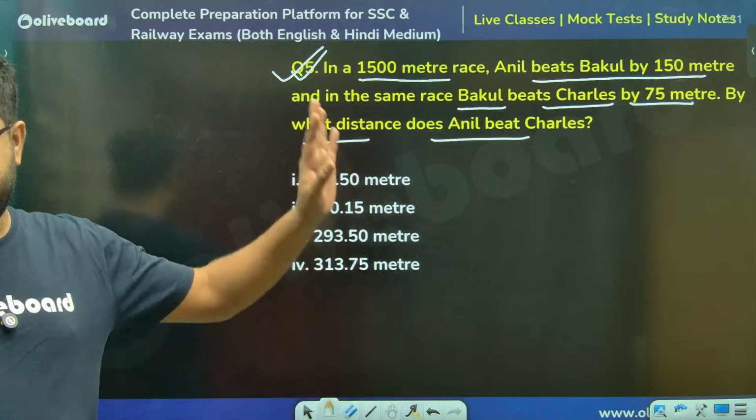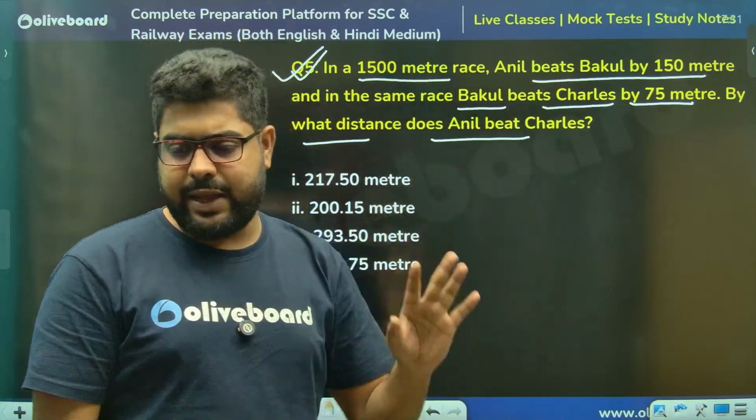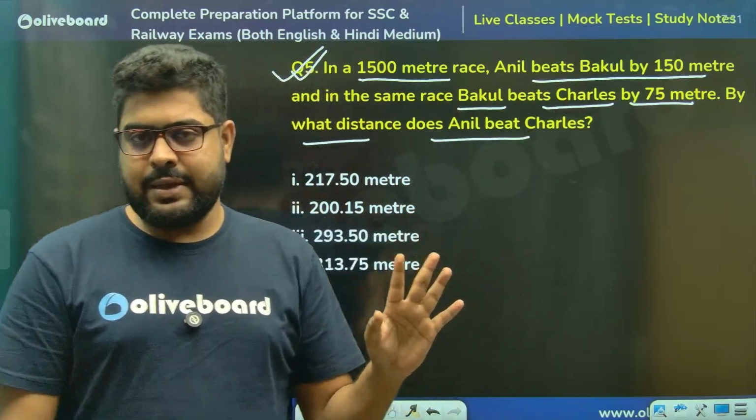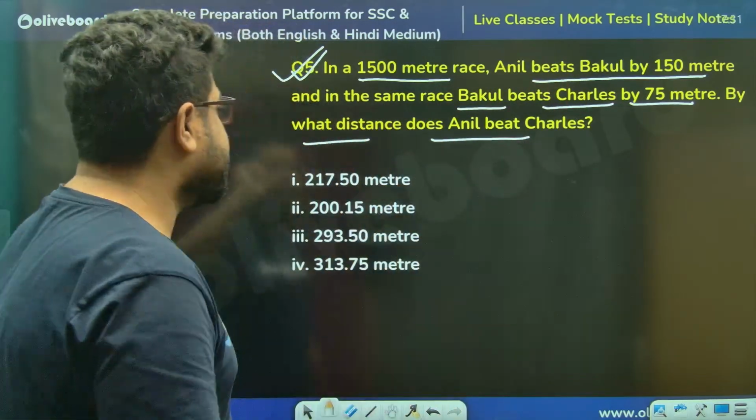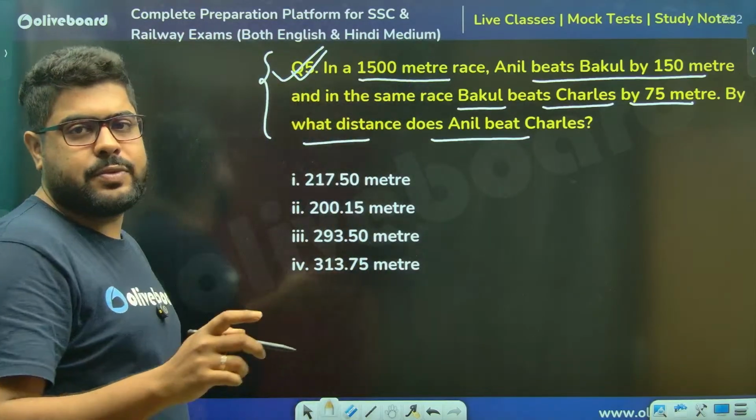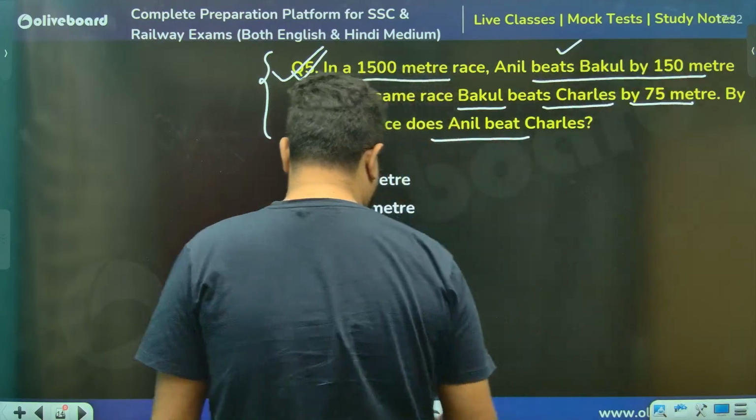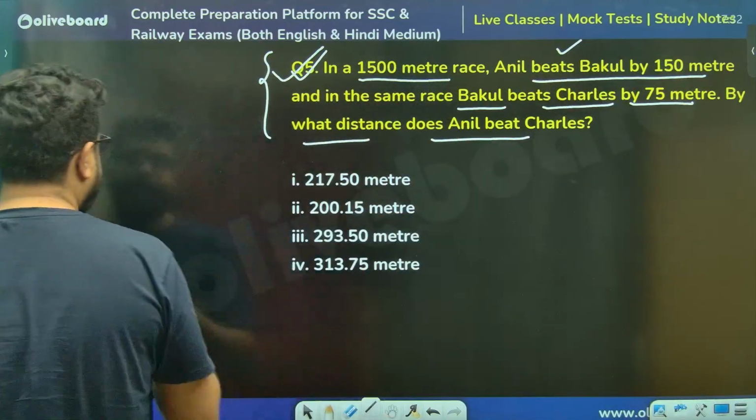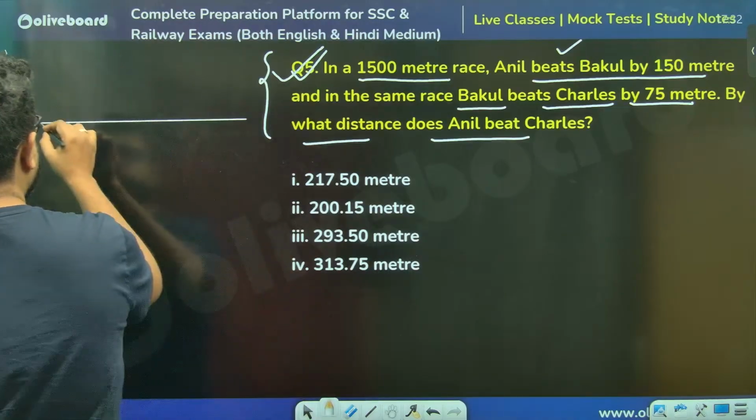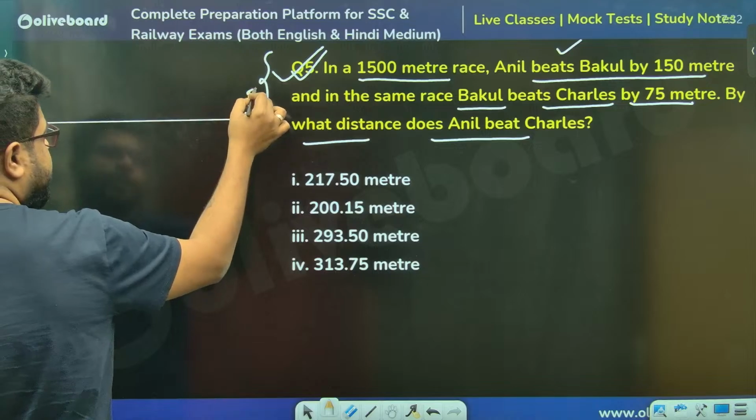The biggest mistake everyone makes while solving these types of questions is thinking it can be done with minus or plus. No, it's all about speed. Please understand, beating means a race is going on. If I say Anil beats Bakul by 150 meters, what does it mean actually? Understand first: this is the start and this is the finish.